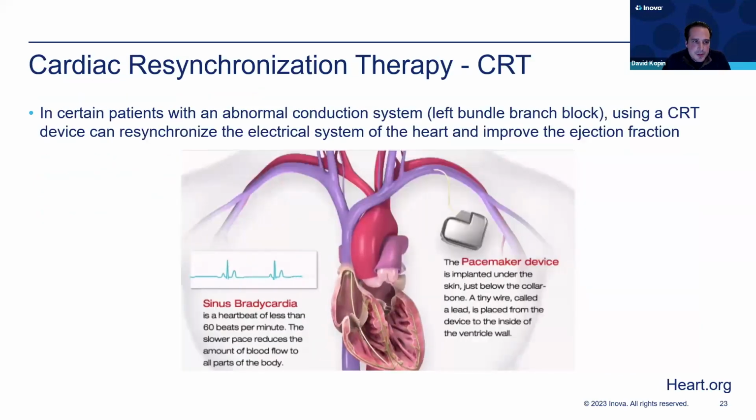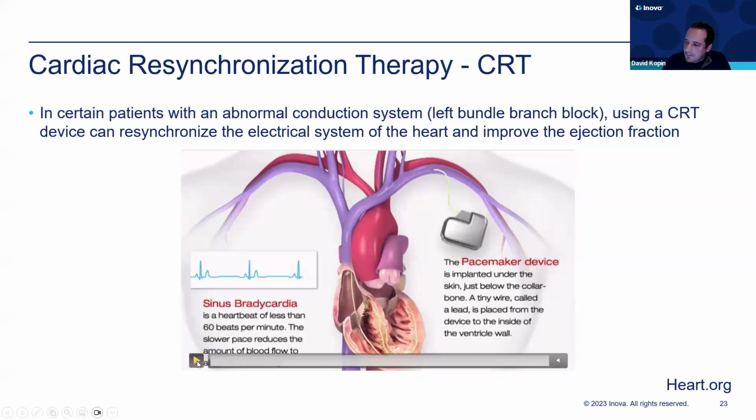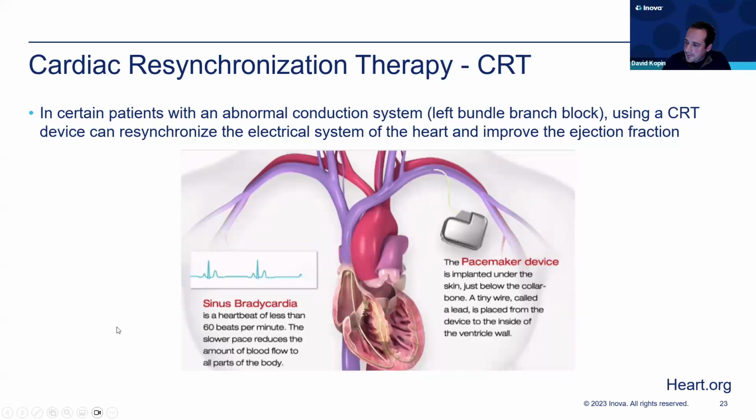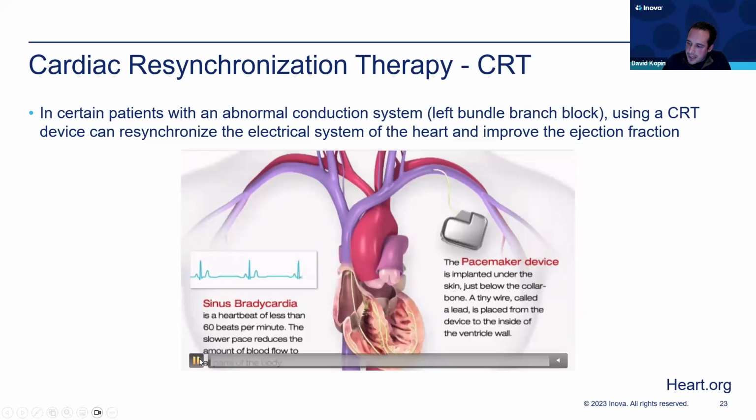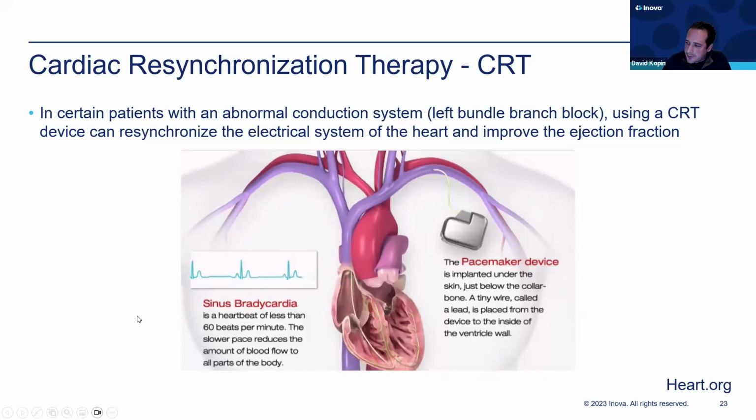In certain patients with an abnormal conduction system called a left bundle branch block, we can use something called cardiac resynchronization therapy, which essentially reorganizes the electrical signal in the heart. Now, this is essentially a particular special type of pacemaker that has a couple of wires that go into the heart, and takes over that electrical system and paces it in a more natural fashion as opposed to the abnormal fashion that is the left bundle branch block.